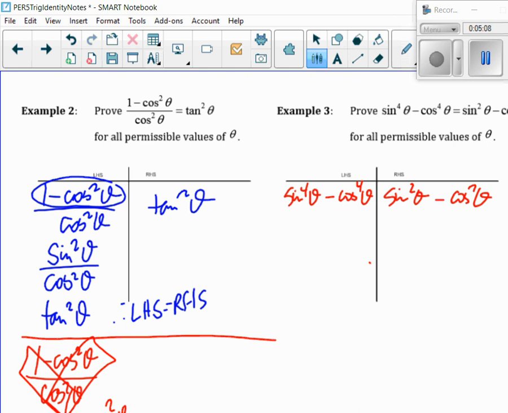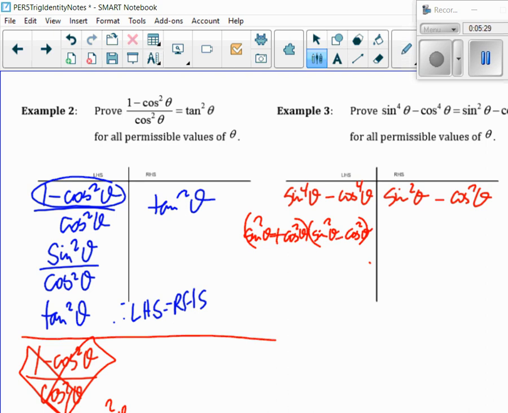Yeah, this is a difference of two perfect squares, right? So this is the square root of sine to the power of 4, which is sine squared theta in the first spot, and the square root of cos to the power of 4 is cos squared theta. And then, of course, one's going to be a plus and one's going to be a minus.